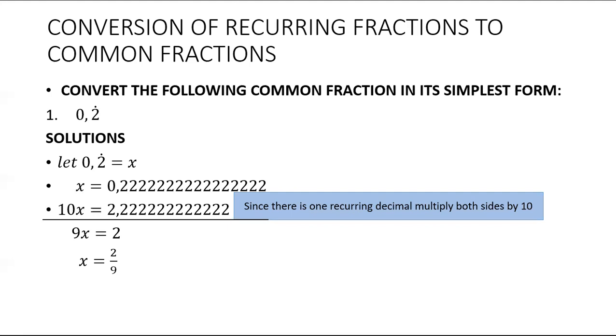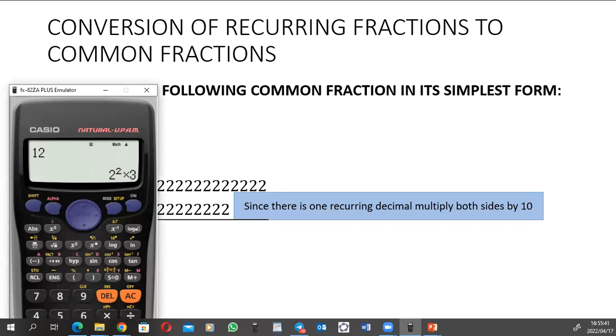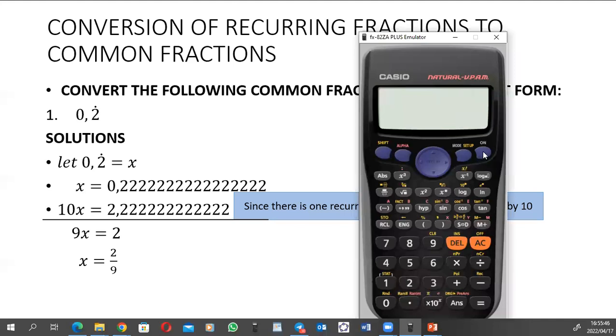Let's see if that is true. And to make sure that I'm not teaching you nonsense, all right, let's see. You will simply take 2 divided by 9. Let's see if it gives us that. You type 2 over 9, and then you just press S to D, all right? And let's see what we're going to get. So that means our common fraction is correct. It is equal to 0,2222.